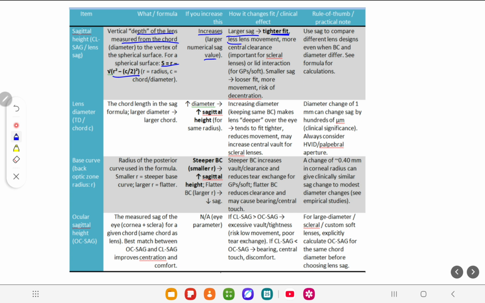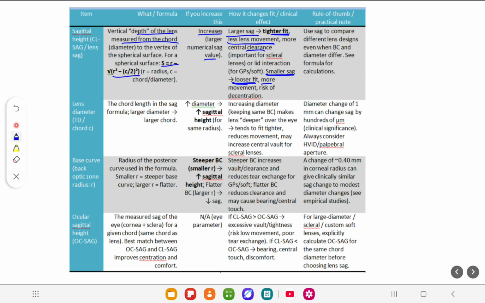What do you mean by a tighter fit? Less lens movement, and more central clearance. Yes, it's very simple, isn't it? So the looser the fit, the more movement. Smaller the sag, looser the fit. That's what I want to talk about.